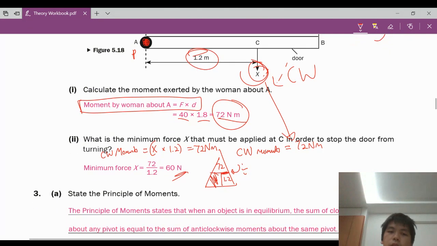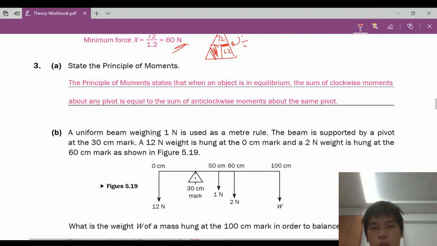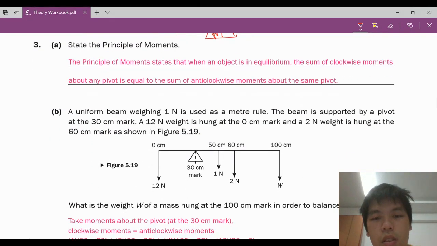Okay, say the principle of moments. I will not go through this. You can just check your previous notes. Okay, I want to look at B.